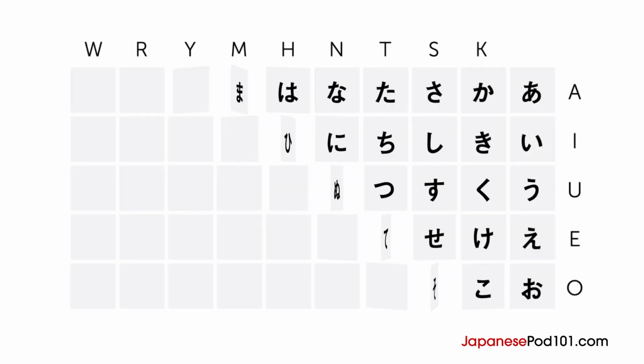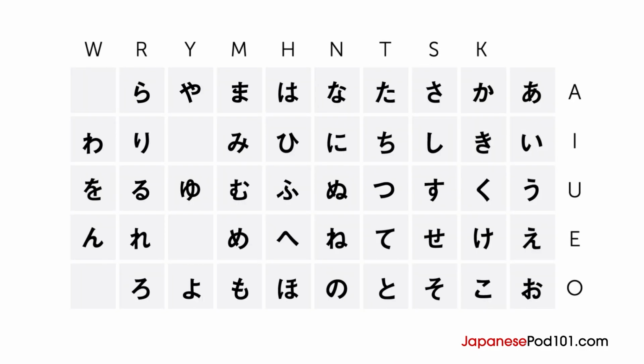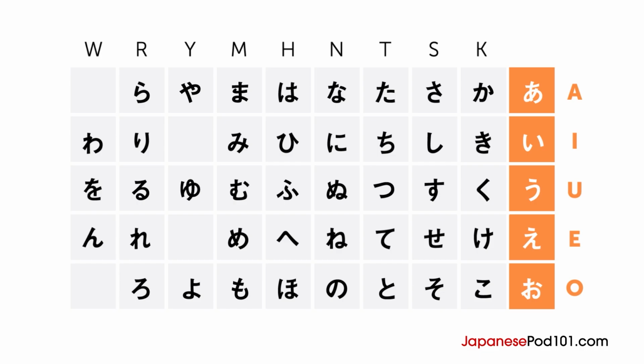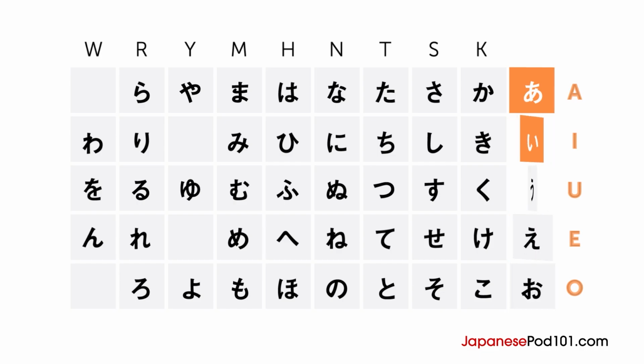Take a look at the chart. Each character, or kana, represents 1 syllable. The characters in the right column represent a vowel sound only. In the top row of this chart, the characters represent consonant sounds. By combining these, you can form most Japanese syllables.